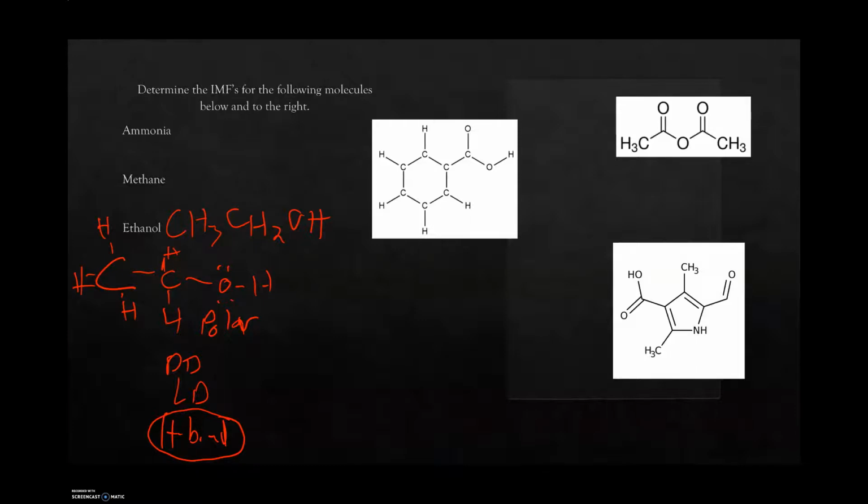All right, so these three are just some examples of how you would go about drawing the Lewis structure. It's not given to you. You have to draw a Lewis structure, figure out if it's polar or non-polar, and then that's how you determine the intermolecular forces. So we're going to look at the pictures on the right hand side.